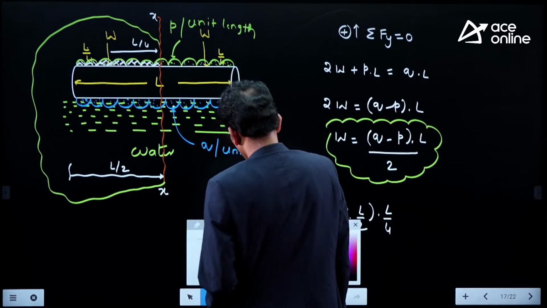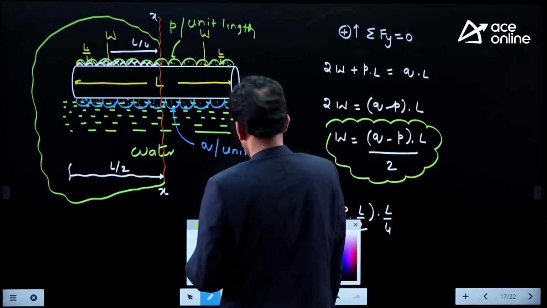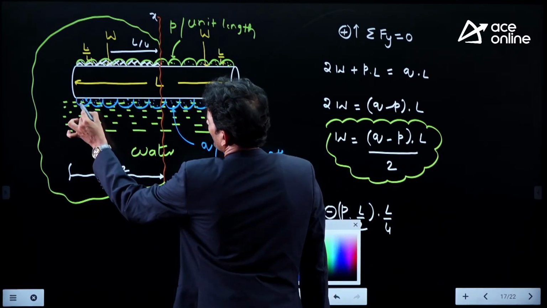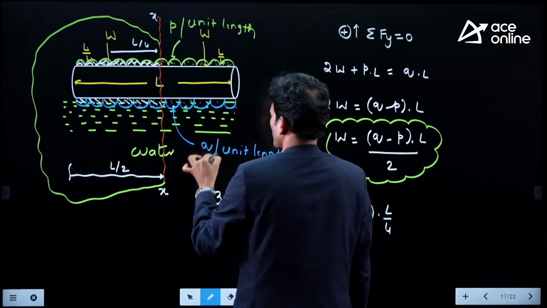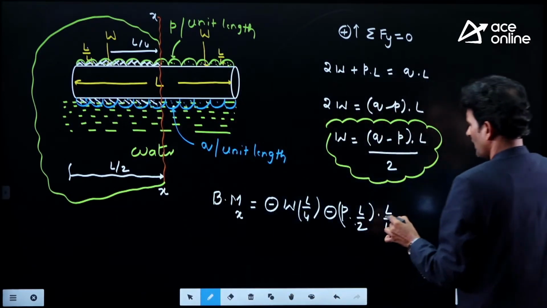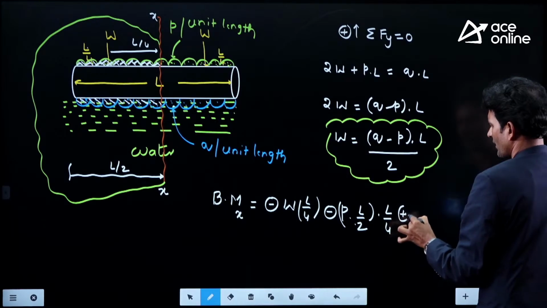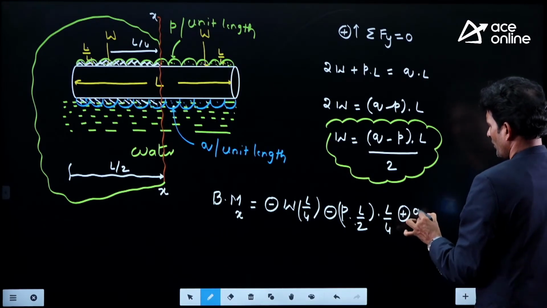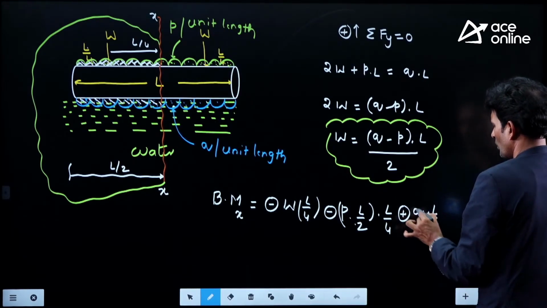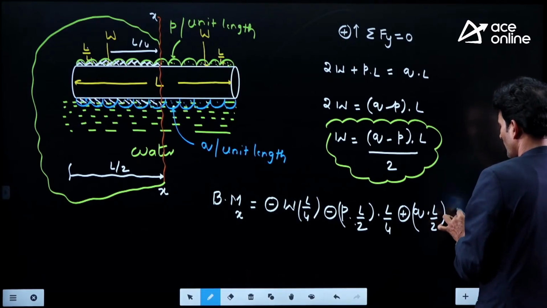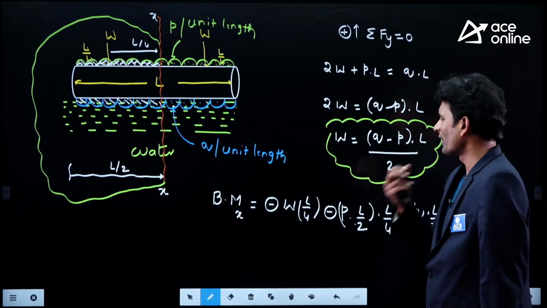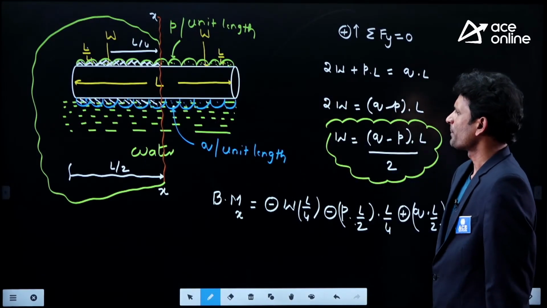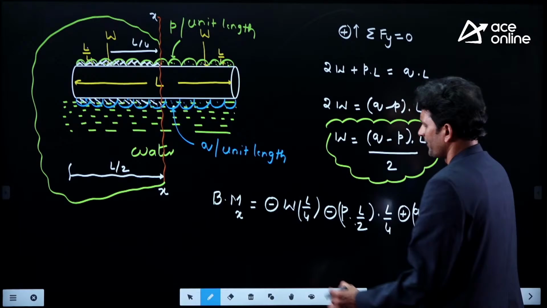Now one more load is there. What is that load? This load we have, the upward UDL. What is the magnitude of this one? Q. Being upward, it is positive, plus Q into L by 2 is the load. The distance of this load is L by 4. This is the bending moment available at the mid-span of the given plank.